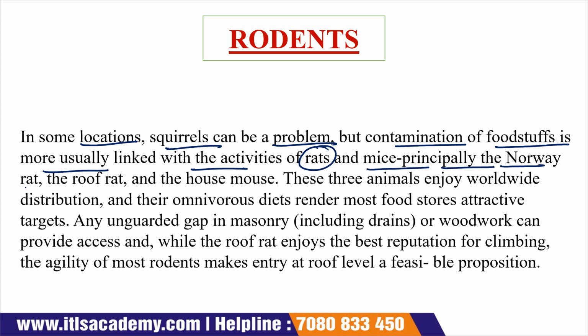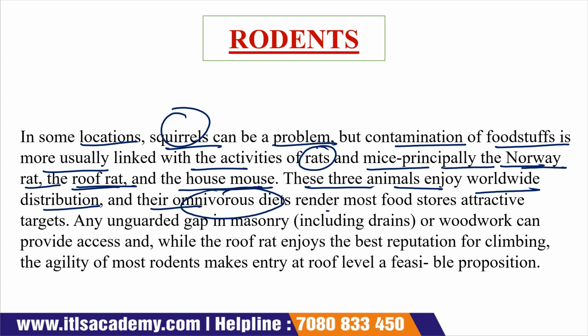The Norway rat, the roof rat and the house mouse. Okay, so in some locations, squirrels become a problem for the food industry, but the contamination of foodstuff occurs by the activity of the rats and mice principally. The rats involved in the contamination of foodstuff are the Norway rat, the roof rat, and the house mouse. These three animals enjoy a worldwide distribution, and their omnivorous diet renders most food stores an attractive target.